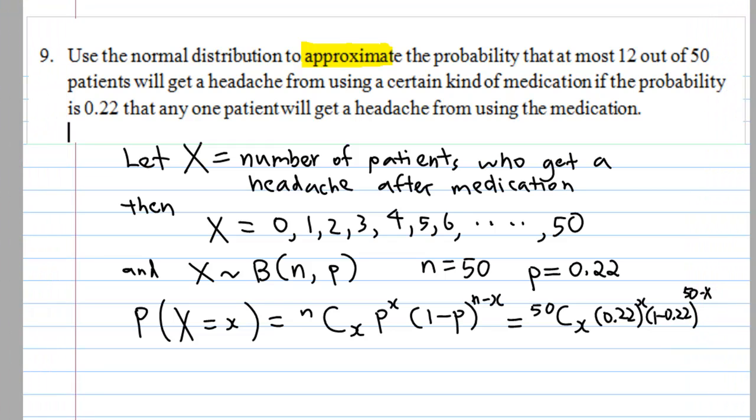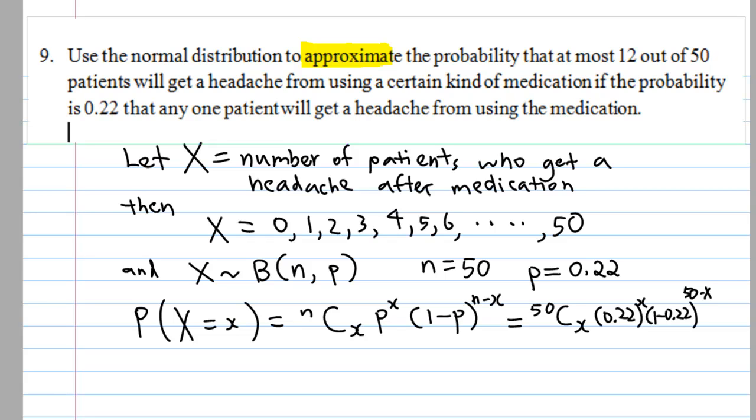This recording will show you how to use the normal distribution to approximate the binomial distribution. This example uses a normal distribution to approximate the probability that at most 12 out of 50 patients will get a headache from using a certain kind of medication, if the probability is 0.22 that any one patient will get a headache from using the medication.